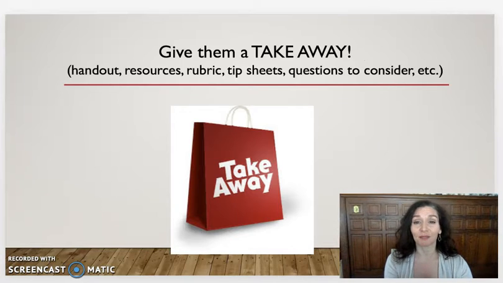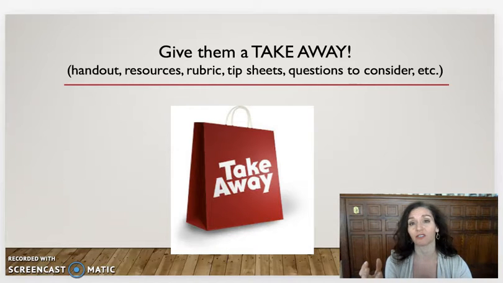Lastly, I would say give them a takeaway. Everybody wants a takeaway. They want a handout, a resource, a rubric they can use, a tip sheet, critical questions they can ask or consider during class. So again, the goal is that someone could come in for 30 minutes, listen to you present about a really cool, innovative teaching and learning strategy, and that they can take what they learn and go and apply it in their own class. That's really the goal.